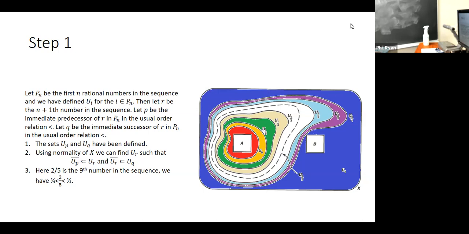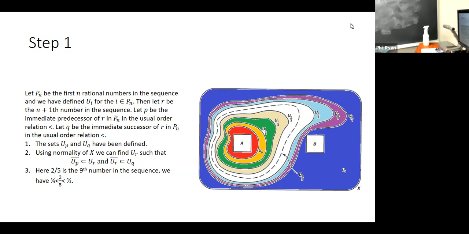And so therefore, by the normality of X, we can find our UR such that our two closed sets that we don't want to get too close to are the closure of UP and the closure of UQ. With the proviso that if Q equals 1, it's actually B we're talking about. And so, for example, here, this is the ninth step in the process. We want to find U two fifths. So we want to put it between U one third and U one half. And by normality, we can do that because we're just going to contain the closure of U one third, and we're just going to avoid U one half. So we can just keep on doing this. And that was Urysohn's bright idea.